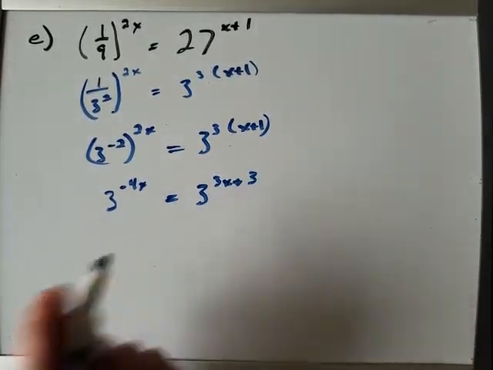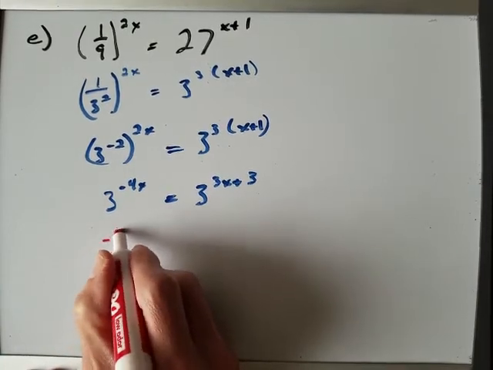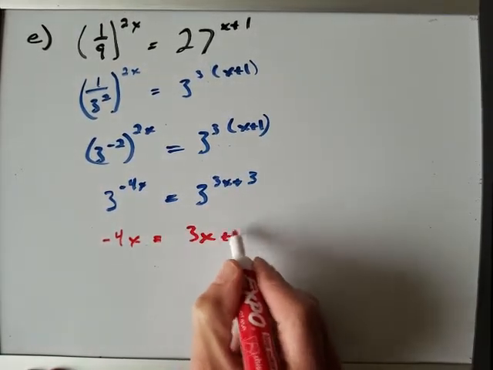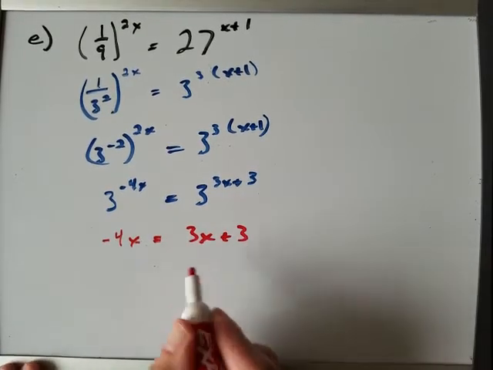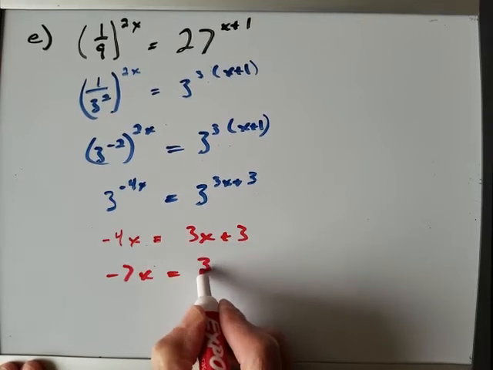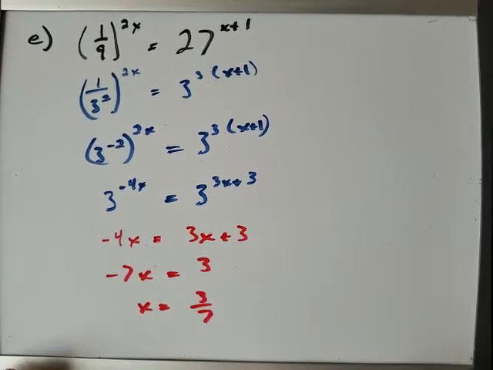And now we're ready for our finale. Now we're ready to say negative 4x is technically equal to 3x plus 3. And then again, what would be my method? I would take that over. Negative 7x equals 3. And divide both sides. We have a negative 3 over 7.